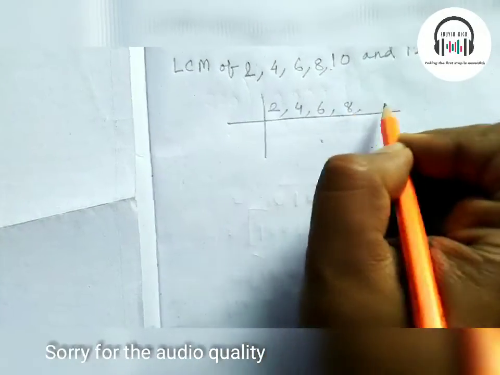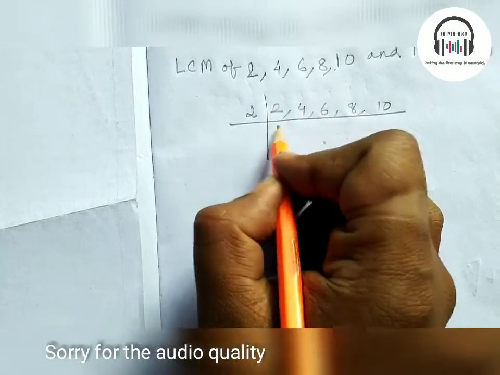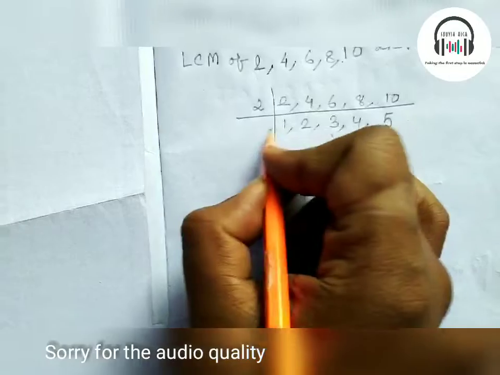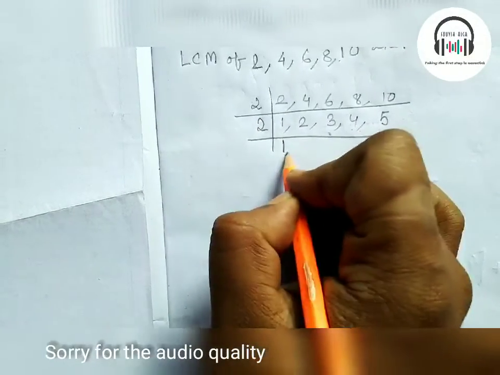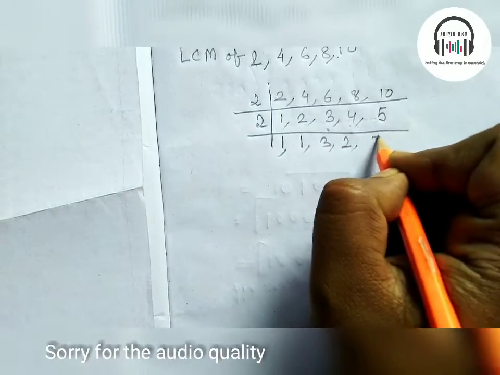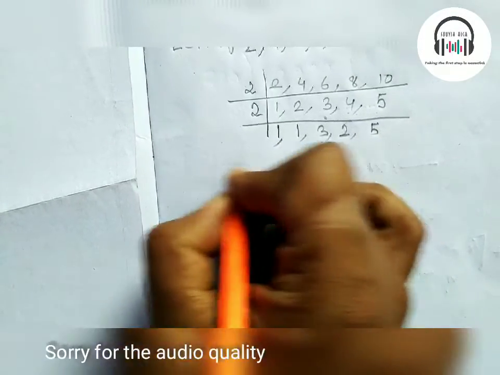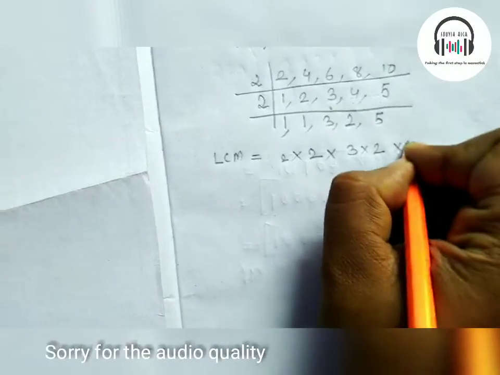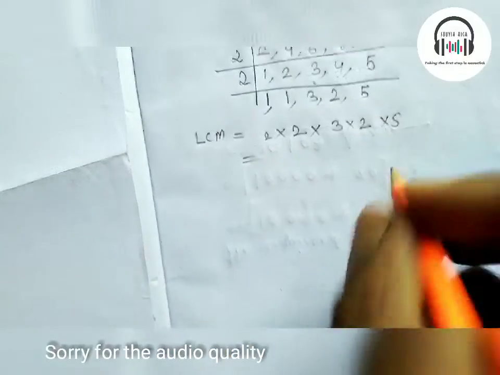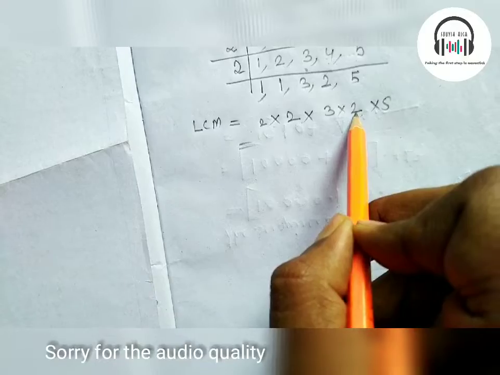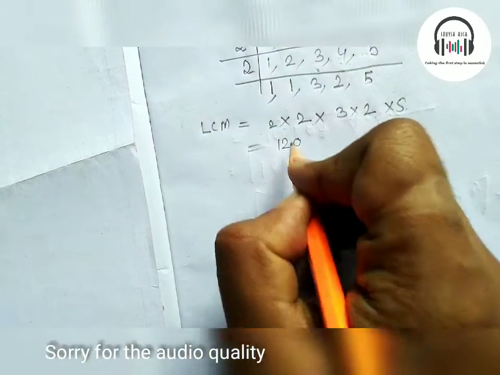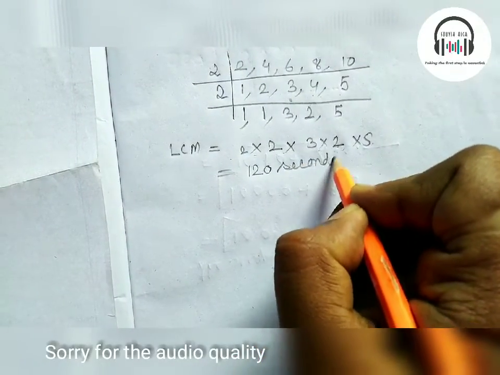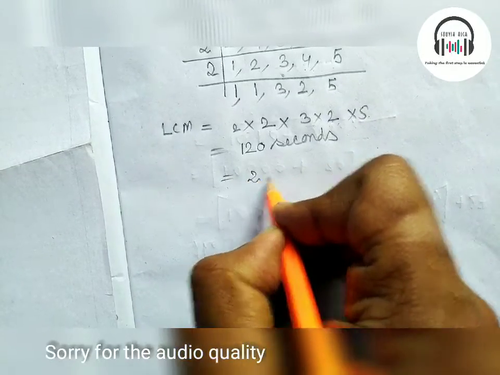2, 4, 6, 8, 10. All are even numbers, so we go for 2. 2 ones are 2, 2 twos are 4, 2 threes are 6, 2 fours are 8, 2 fives are 10. Now we have 2 more even numbers: 2 ones are 2, 2 twos are 4, and 5. All are primes, so LCM equals 2 into 2 into 3 into 2 into 5. We don't need to take the 1. So 2 twos are 4, 4 threes are 12, 12 fives are 60, 60 twos are 120 seconds, or better say 2 minutes.